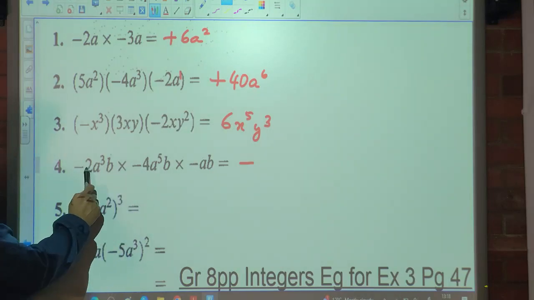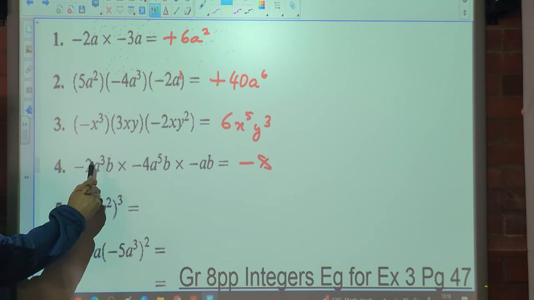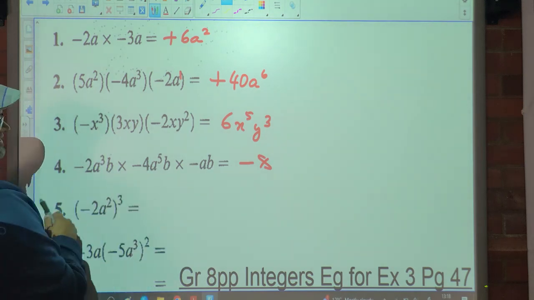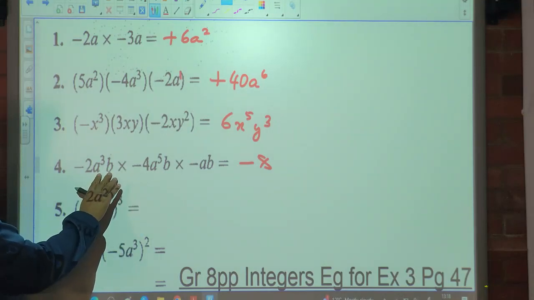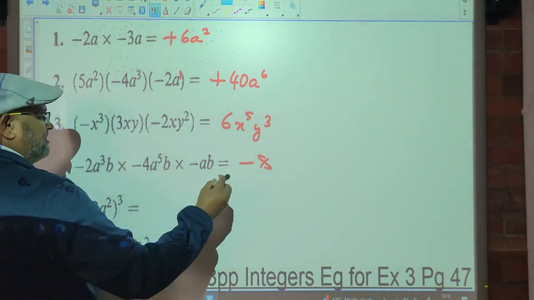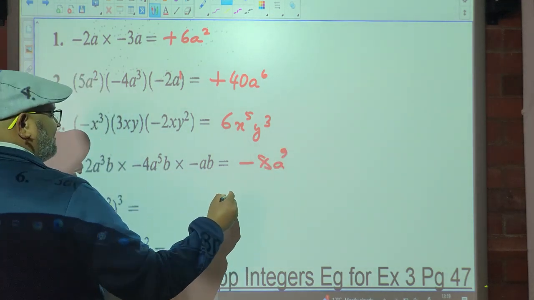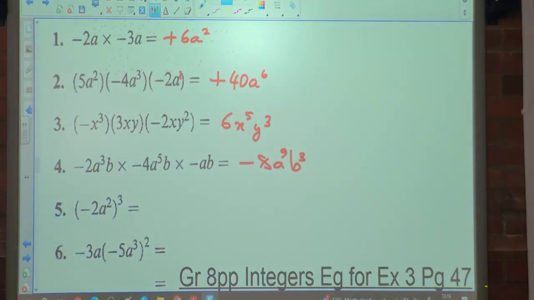What's 2 times 4? 8 times 1? 8. a cubed b times a5b, a to the exponent 8b squared. And a to the exponent 8b squared multiplied by ab, a to the 9 b cubed. Look at the next one.